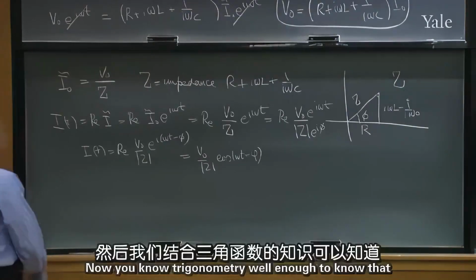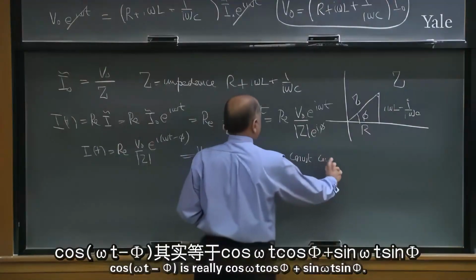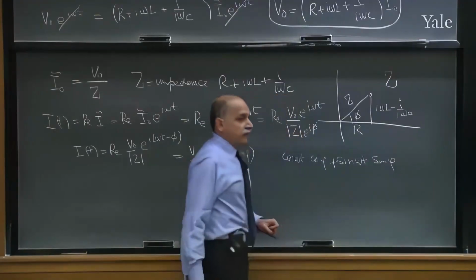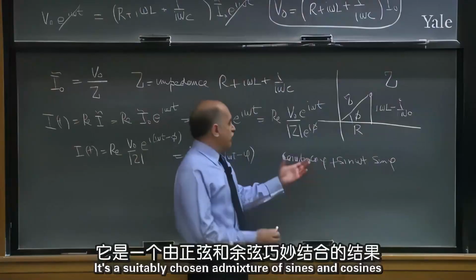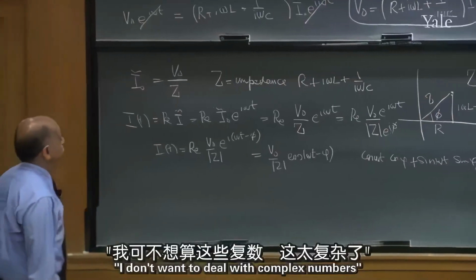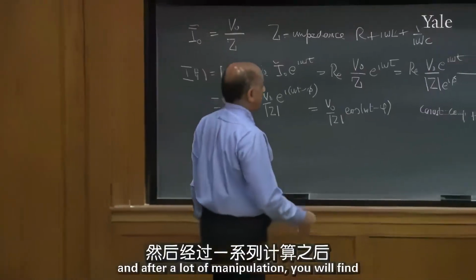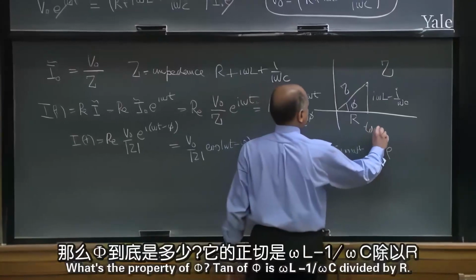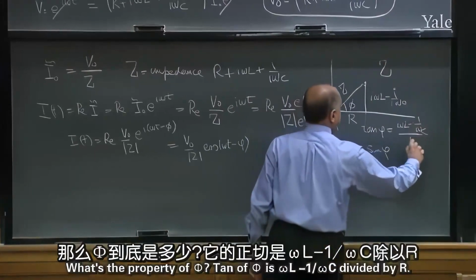Now you know trigonometry well enough to know that cos omega t minus phi is really cos omega t cos phi plus sin omega t sin phi. So the answer cannot be just a cos and cannot be a sine. It's a suitably chosen admixture of sines and cosines that does the trick. So if you say I don't want to deal with complex numbers, you can take a guess like this and put it in the equation, and after a lot of manipulation you will find there is a phi satisfying this condition. What's the property of phi? Tan phi is omega L minus 1 over omega C divided by R.